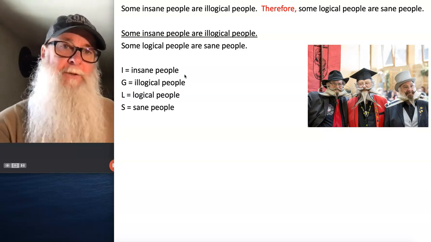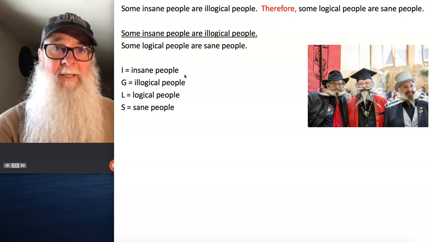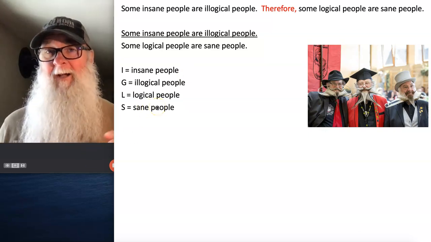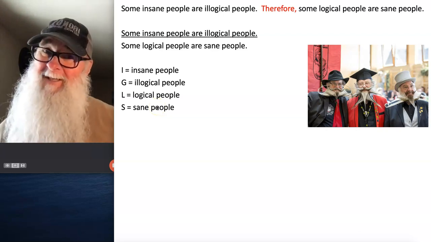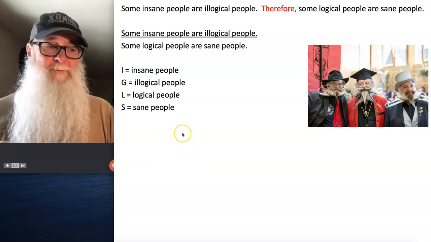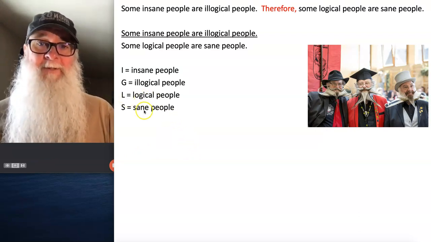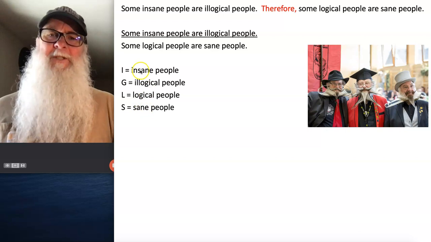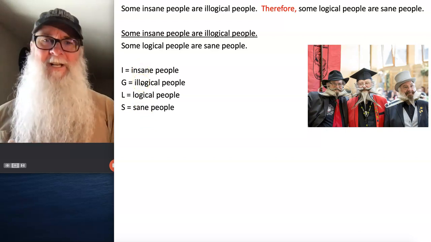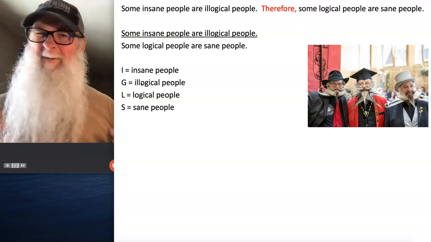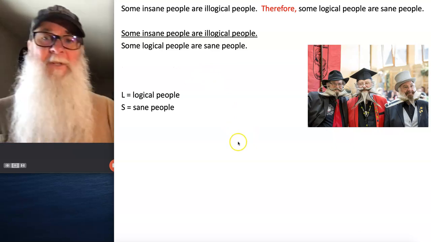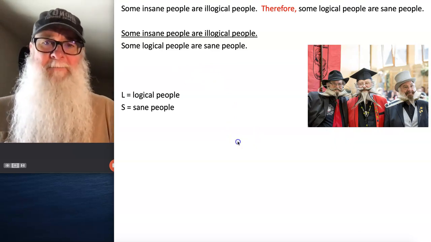And then we will identify our terms, and we've got 4 terms here. And what we really need are 2 terms that we can use with their complements in this argument. So again, it doesn't matter which pair of terms you pick, but I'm going to suggest in this case that the most sensible choice is logical people and sane people. And that's because if I chose insane people, I would have to use the term complement non-insane people when I want to refer to sane people. It just gets too convoluted. So I'm going to choose to work with L and S, logical people and sane people.